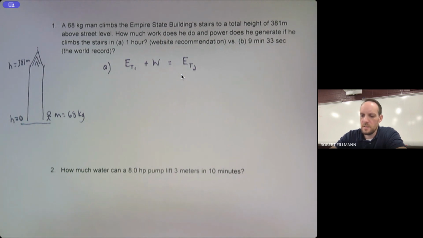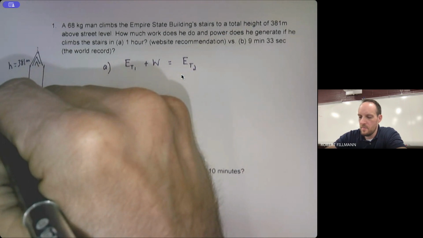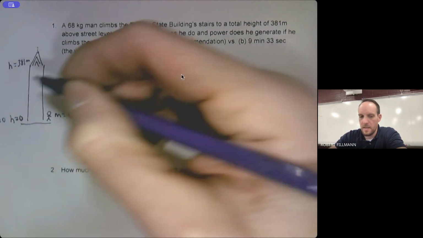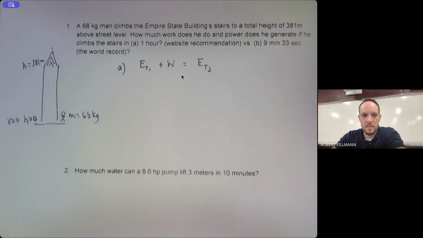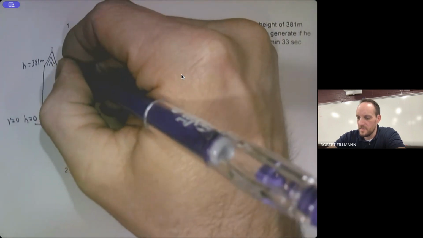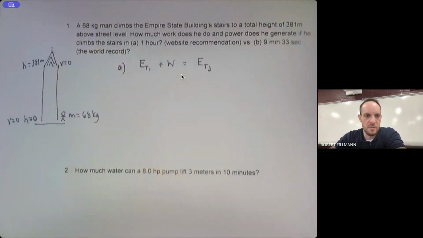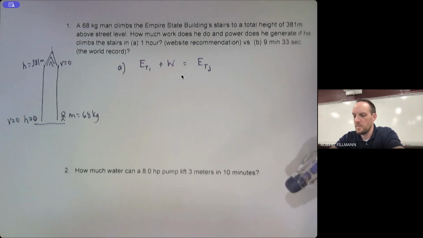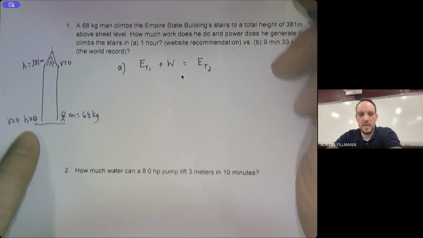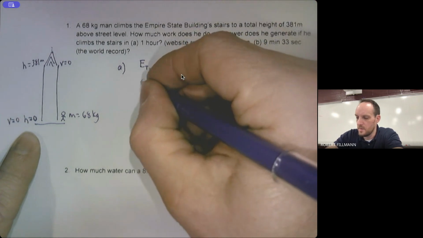And in this case, think about somebody climbing the Empire State Building. At the bottom of the building, they will be standing still before they start. And then when he gets to the top, his speed at the top is going to be 0. Otherwise, he's going to run right off the edge. So there's not going to be any kinetic energy at the beginning, and there's not going to be any at the end. So at the bottom, he has no height and no speed. So he has no energy at all.